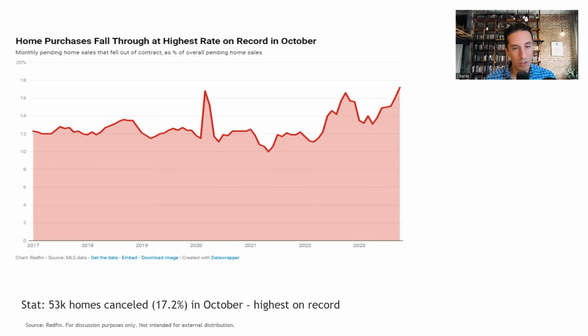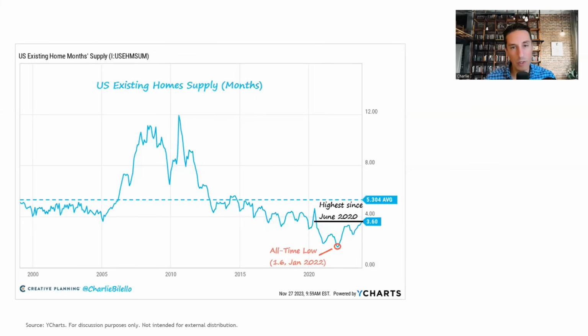But the good news, if you're looking to buy a home and you've been waiting, it seems like the supply situation is slowly moving in the right direction here. We have existing home sales month supply up to 3.6, still low compared to the historical average around 5.3, but moving in the right direction. It's the highest we've seen since June 2020, and more than double what we saw in January 2022 when these inventory levels hit an all-time low.